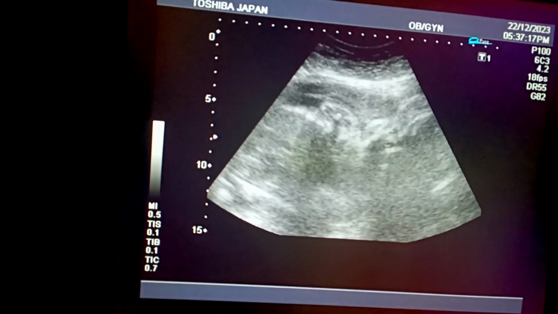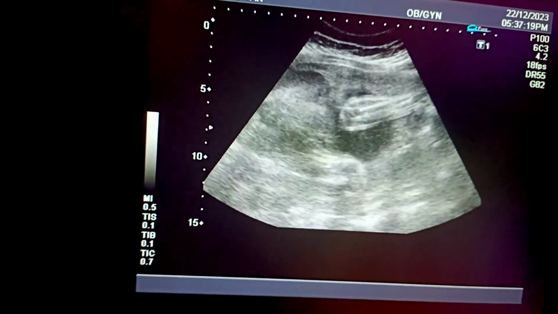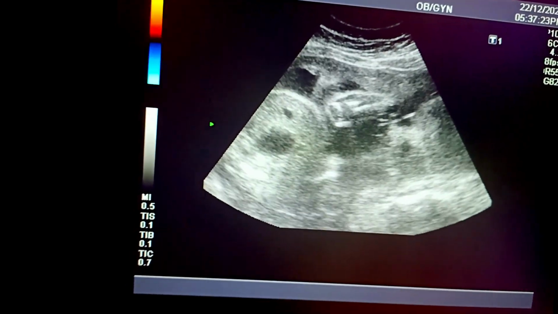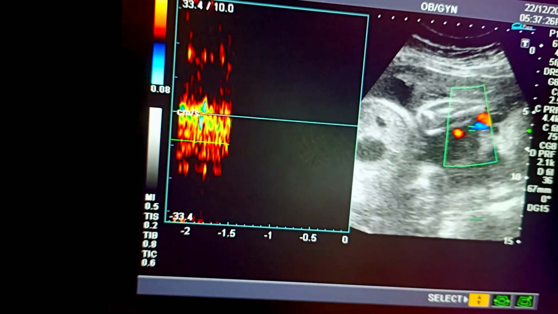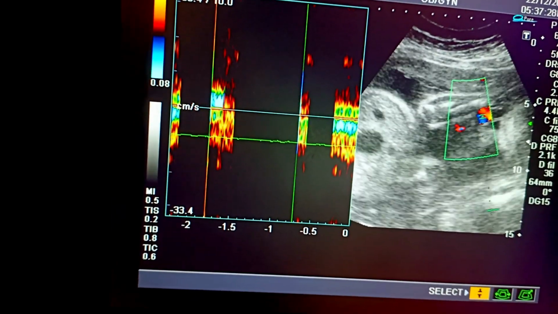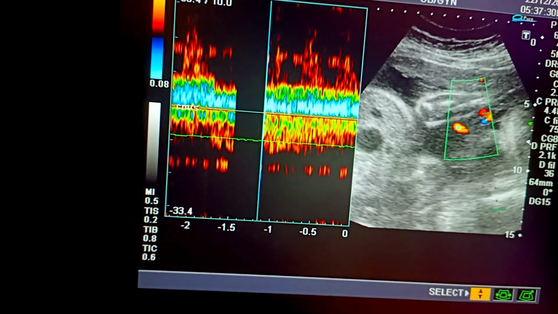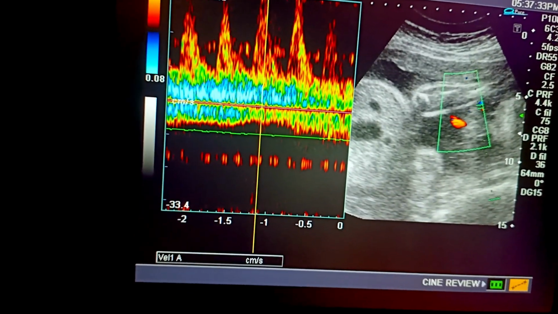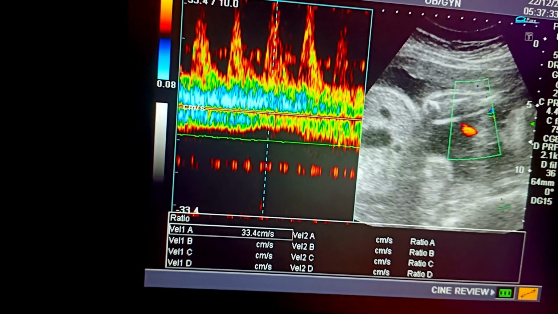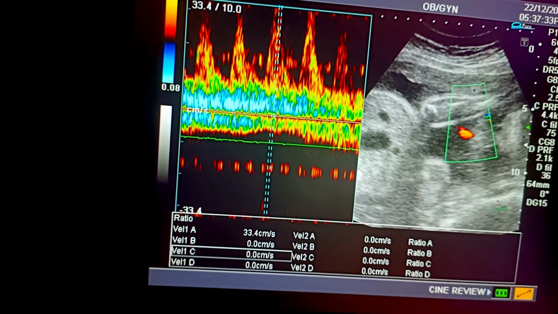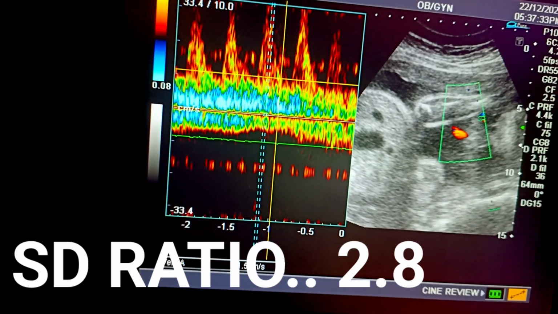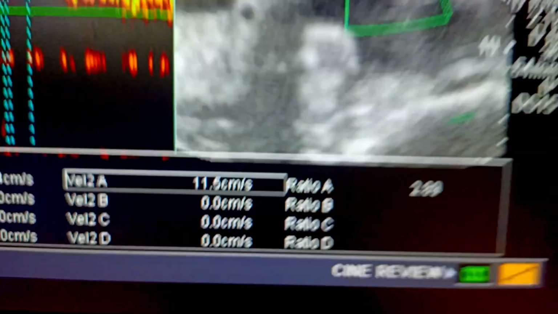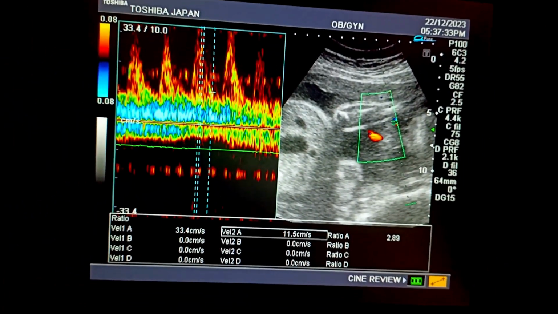Now I would like to focus on the umbilical cord vessel to find out the S/D ratio. The S/D ratio is the systolic over diastolic blood flow ratio in the umbilical vessel. The resistance is more in early pregnancy while it decreases as the pregnancy advances. Now in this case it is 2.8. That appears to be normal.